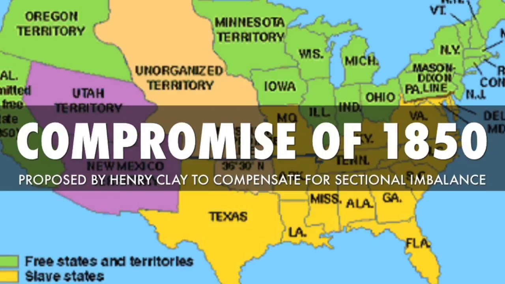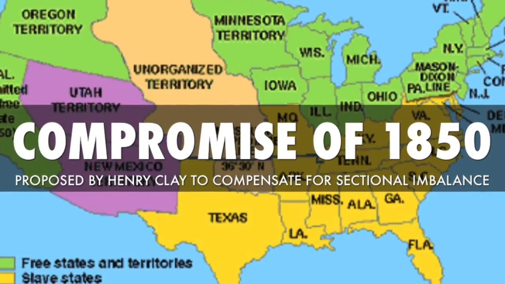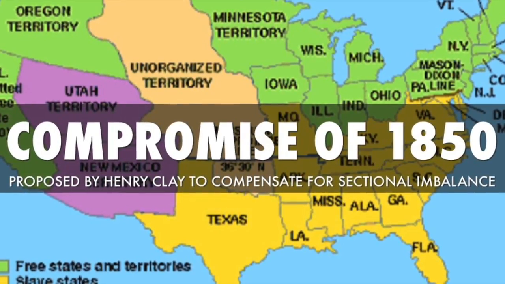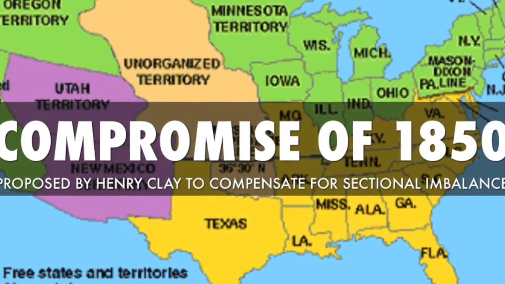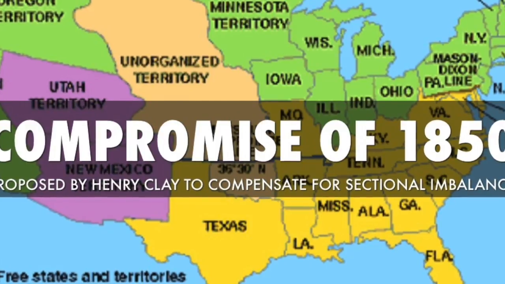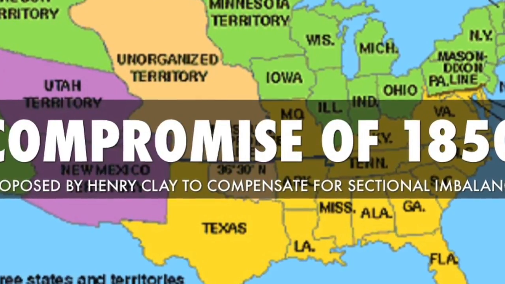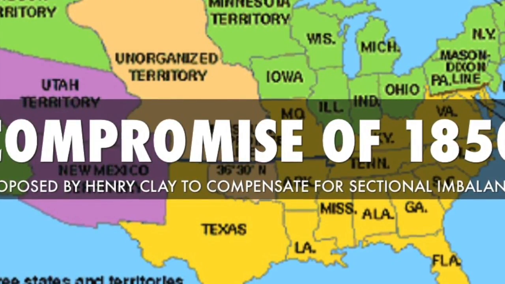California wanted to enter as a free state. They said that California would be a free state. New Mexico and Utah can decide for themselves which one they wanted to be. Fugitive Slave Act: fugitive slaves had to be returned.